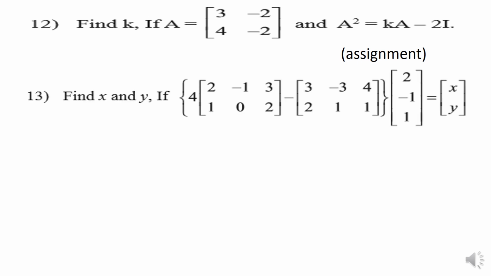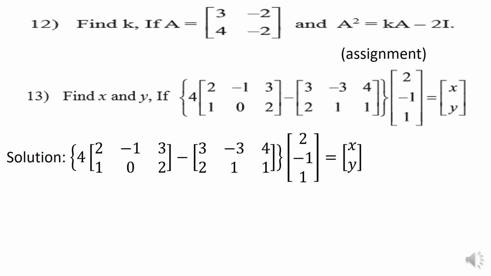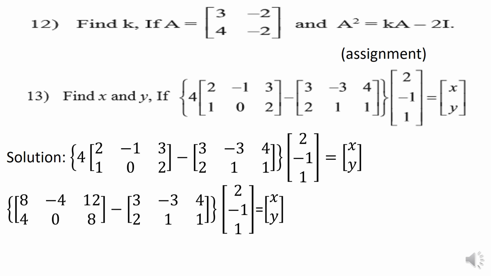The 13th sum. Find x and y. The given condition is 4 into the given matrix minus another given matrix, the whole thing is multiplied by a column matrix. On the RHS, we get x and y. So, initially, we multiply 4 with the first matrix. That is, we do scalar multiplication. And we get the answer like this.